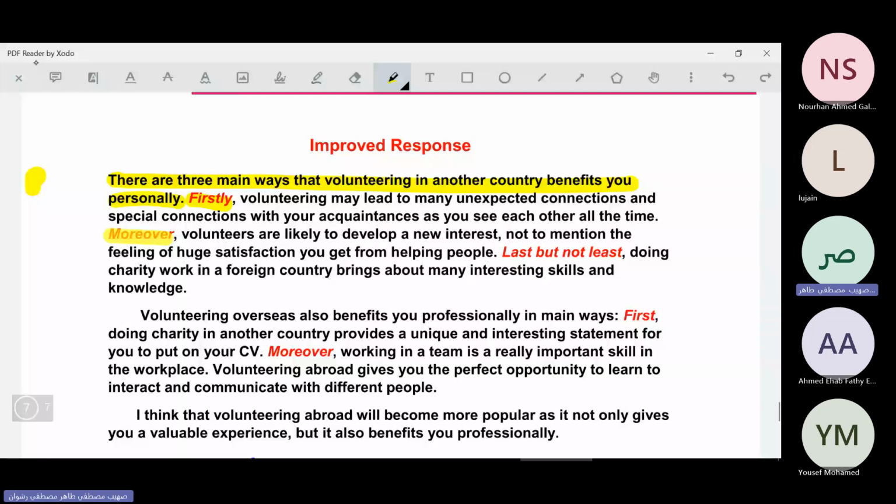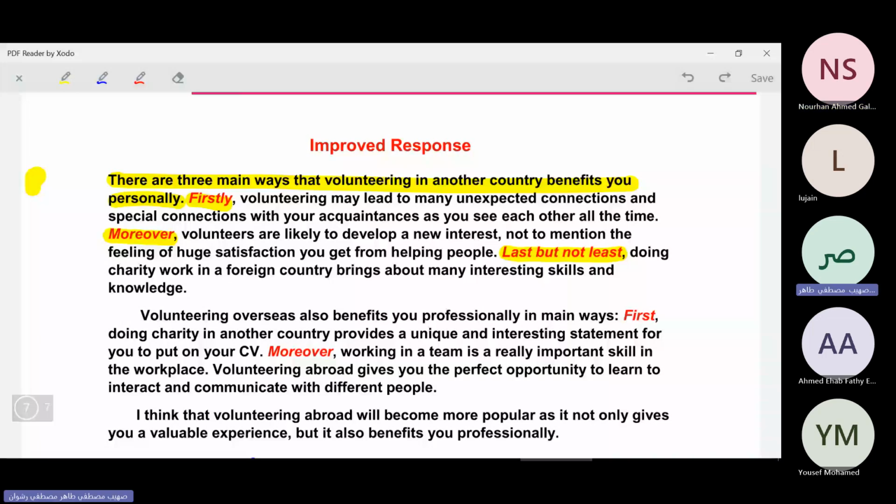the first paragraph. Okay. There are three main ways that volunteering in another country benefits you personally. Firstly, volunteering may lead to many unexpected connections and special connections with your acquaintances, as you see each other all the time.